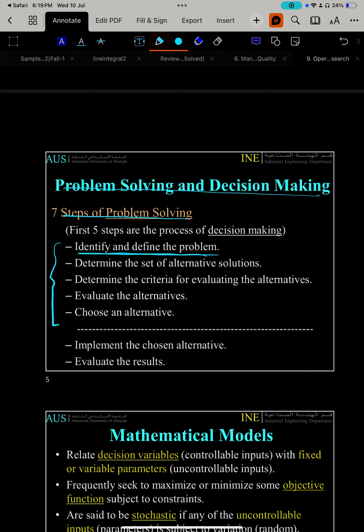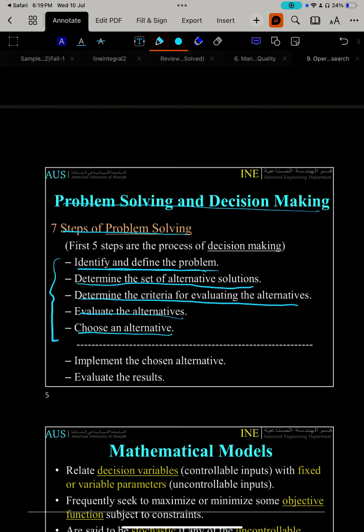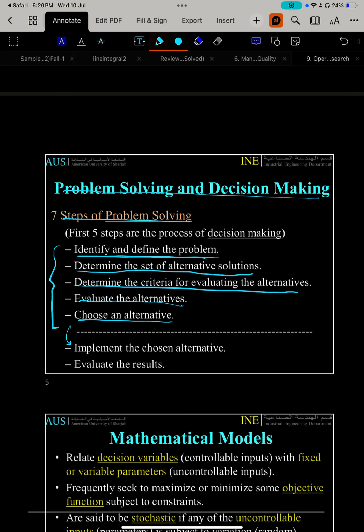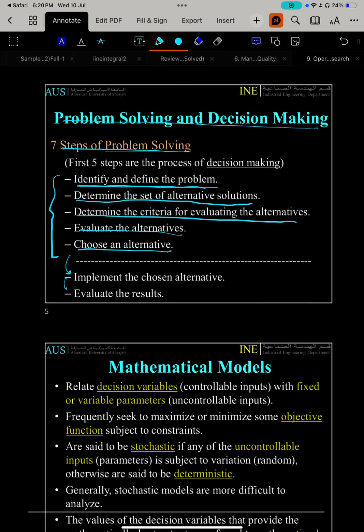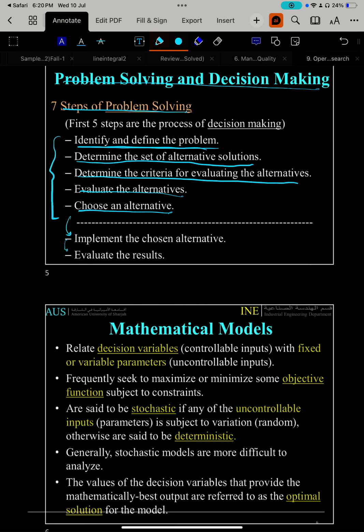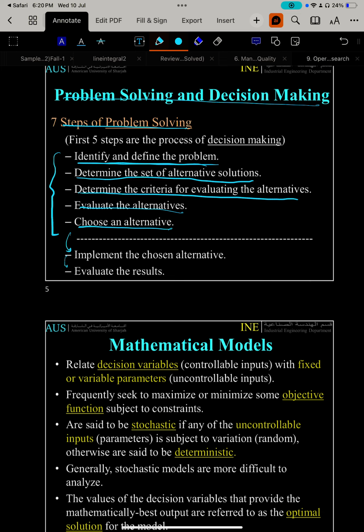Then we need to determine the set of alternative solutions that we have, and then determine the criteria for evaluating the alternatives, and then evaluate the alternatives and choose an alternative. Then we need to implement the chosen alternative, and also evaluate the results of the alternative. And so these are the 7 steps of problem solving.